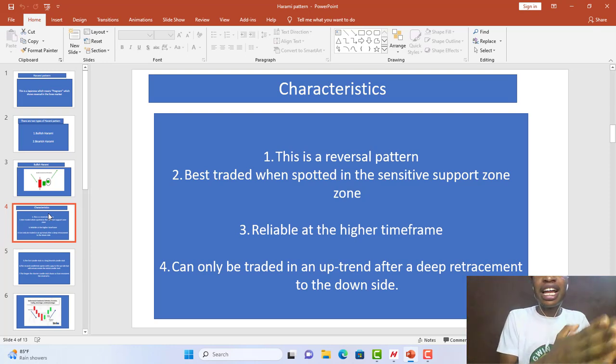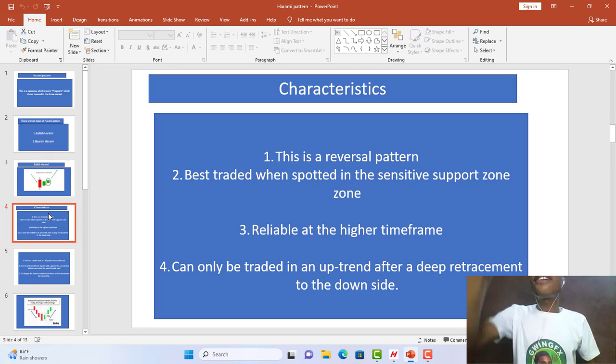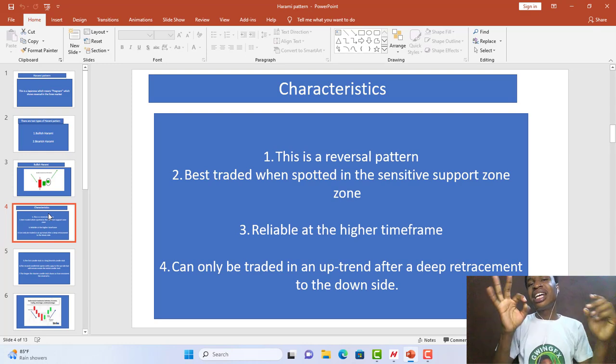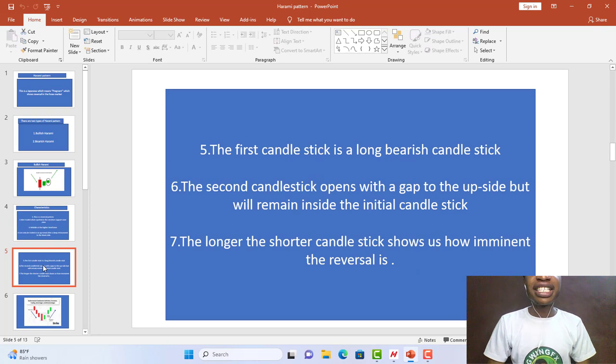But that is not the only thing you use Harami for. You can also use Harami when the market is in an uptrend, but after making a very deep retracement back to your buying zone, the zone you wish to buy the market, it gives you a Harami pattern and you go for a buy. Then some persons will be like, tell us more about this Harami. Let's go. I'm going to share more about this Harami after these characteristics, right?